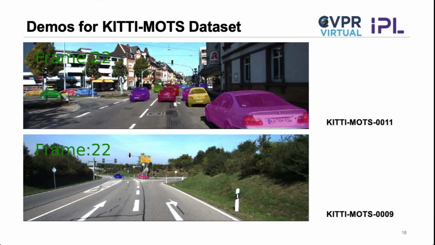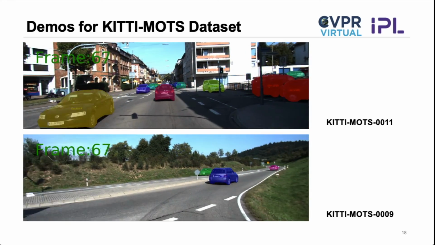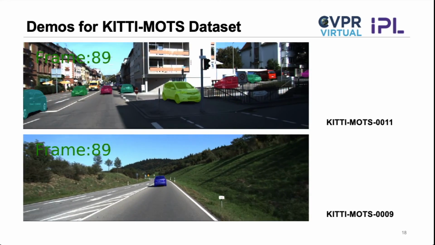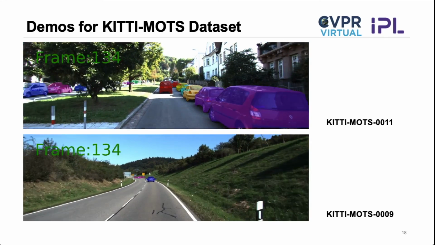These are two demos in the KITTI dataset. The tracking is still continuous in the scenes of turning or crowd parking, on both street view and highway view.